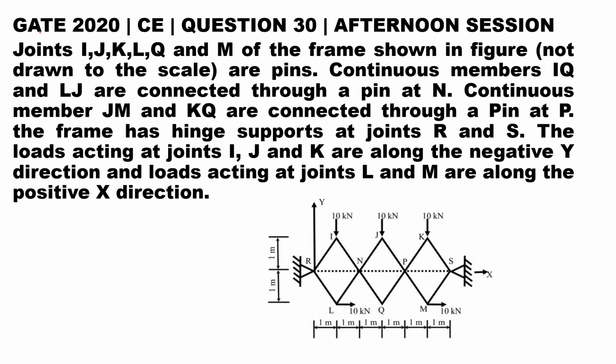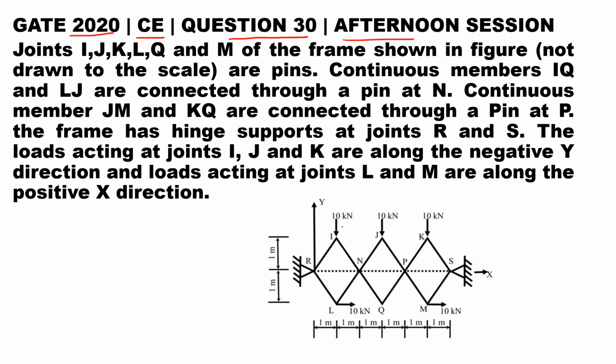Hello students, let's see another question which came in GATE 2020 Civil Engineering. This was question number 30 in the afternoon session. So the question states that joints I, J, K, L, Q and M of the frame shown in the figure, which is not drawn to scale, are pins.